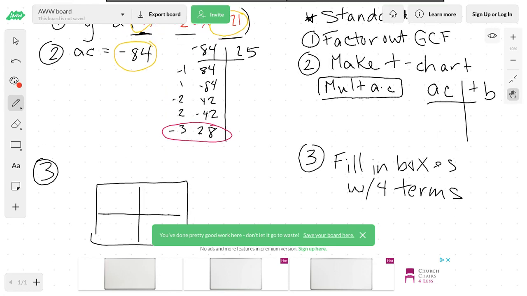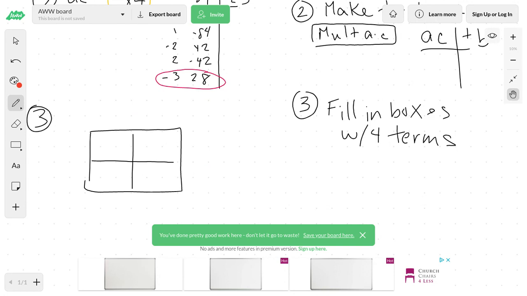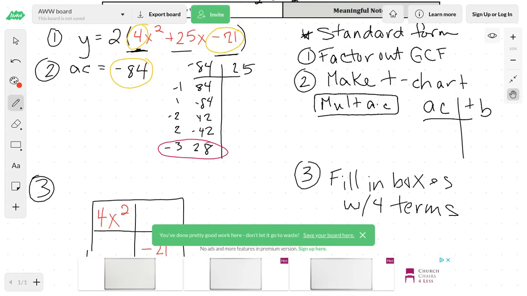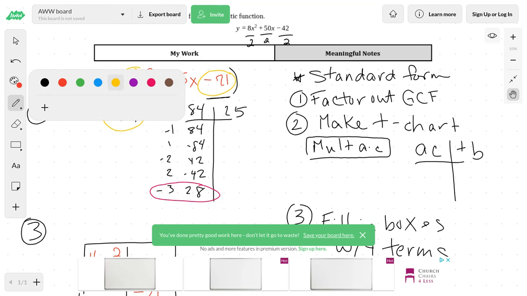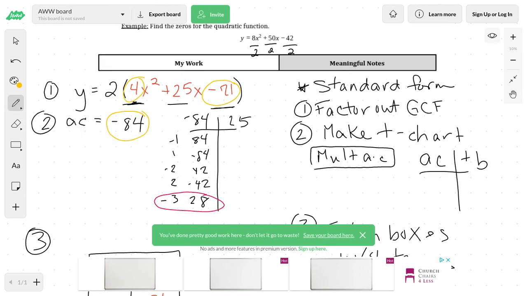So if we actually looked up here, we're going to plug in 4x squared and the negative 21. So our x squared term and our constant. So we have 4x squared and our negative 21. Okay, so that came from our equation that was inside our parentheses. Okay, so that came from right here. So, oops, sorry, right here and right here.